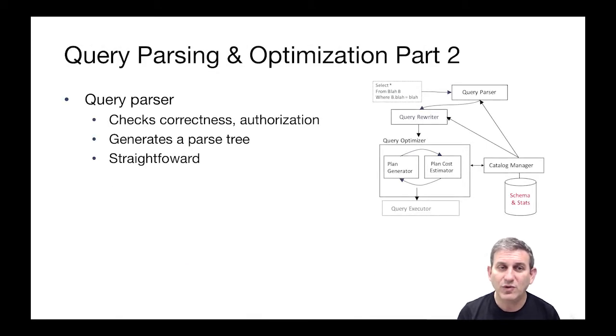So in a little bit more detail, what's the job of the query parser? Well, it's going to check the correctness of the query. It's also going to check that the tables that are referenced in the query are tables that the user is authorized to see. So it does a little bit of authorization checking as well as just straightforward language parsing. It does generate an internal abstract syntax tree, sometimes called a parse tree.